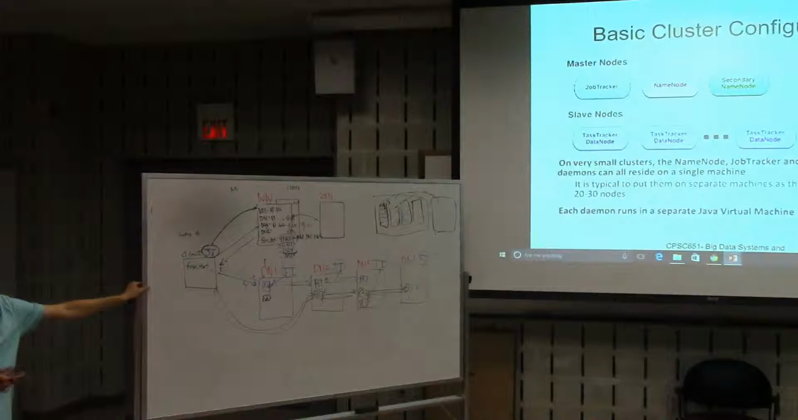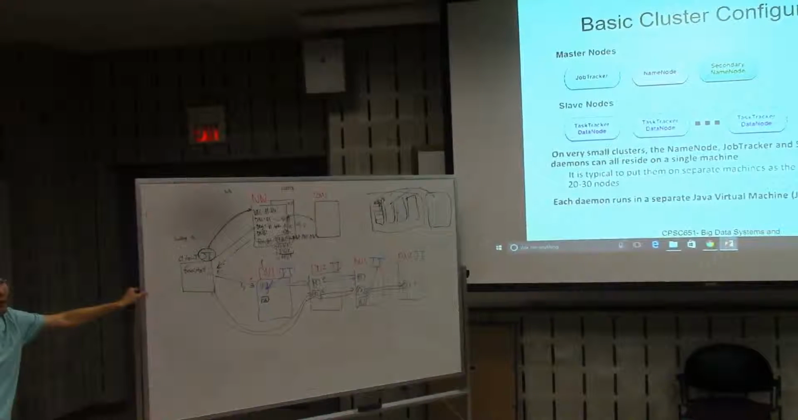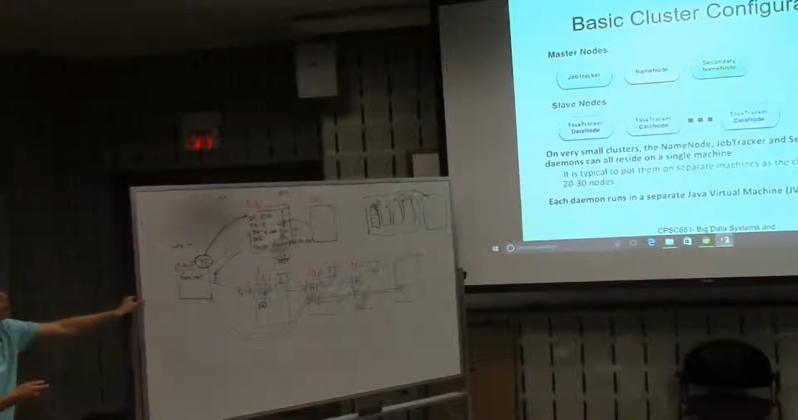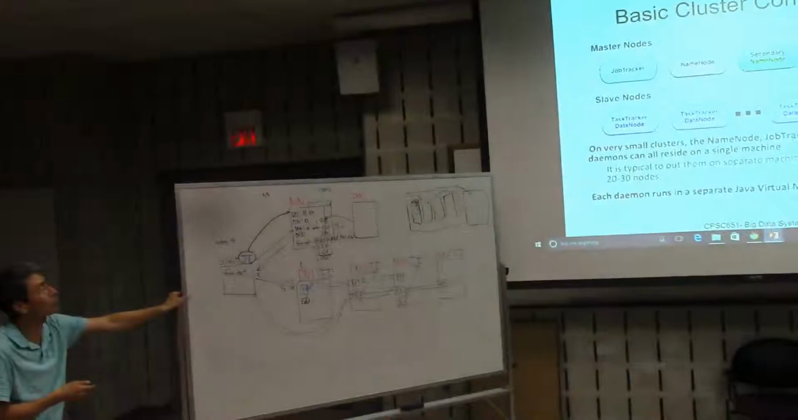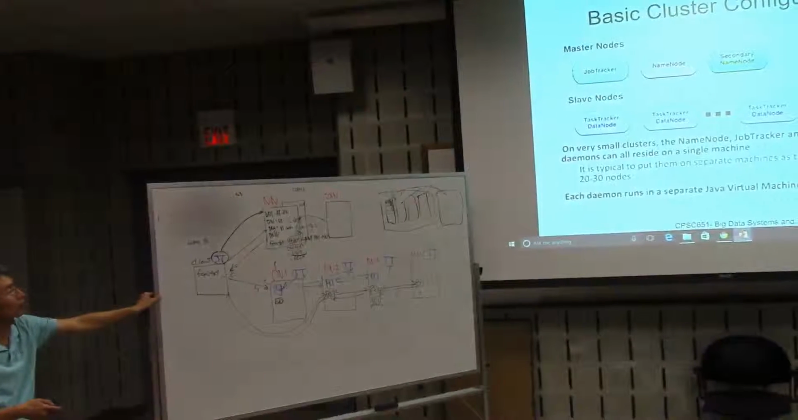So from time to time, you need to check whether the daemon processes are running correctly. So you need to check whether the processes are alive on the list. That is the job tracker, name node, secondary name node, or the task tracker for each data node.